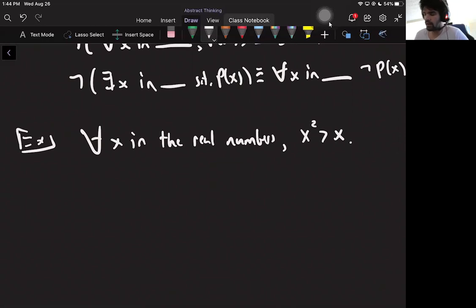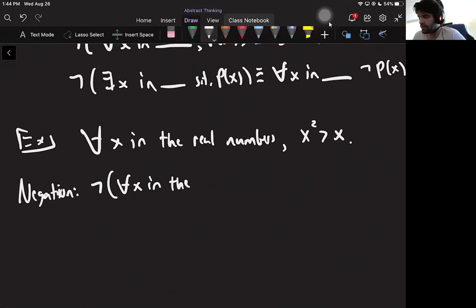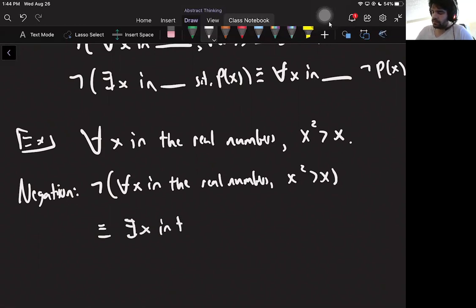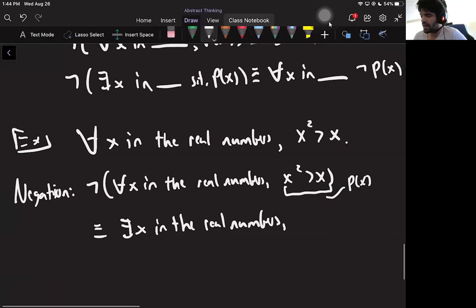So first let's figure out its negation, and then we'll think about which one is true and which one is false. The negation of this is that there's some number which makes the opposite happen. So for any x in the real numbers, x squared is bigger than x is equivalent to saying that there's got to be something such that this thing doesn't happen. Well, what is it? If this is p of x, what's the negation of that happening?